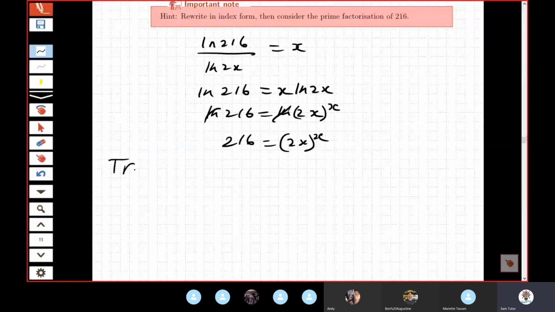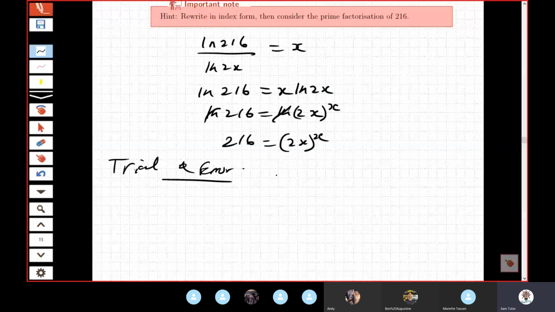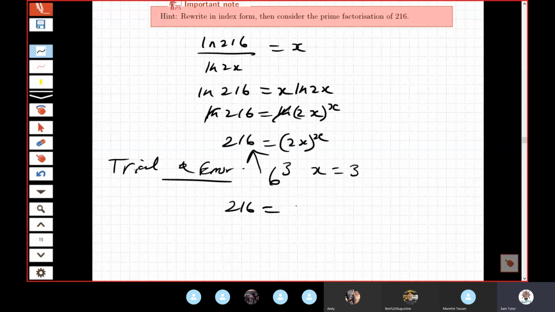This is just going to be done by trial and error now. So, I feel like I know the answer. 216, I know, is 6 cubed. 216 is 6 cubed. That means x equals 3. 2 times 3 is 6, 6 cubed, yeah. So pretty much 216 is 2 times 3 to the power of 3.